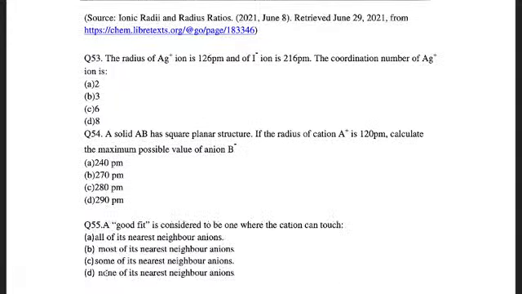Question number 55. A good fit is considered to be one where the cation can touch A. all of its nearest neighbor anions, option B. most of its nearest neighbor anions, option C. some of its nearest neighbor anions, option D. none of its nearest neighbor anions. Correct. The answer is option A, all of its nearest neighbor anions. Option A is the correct answer.